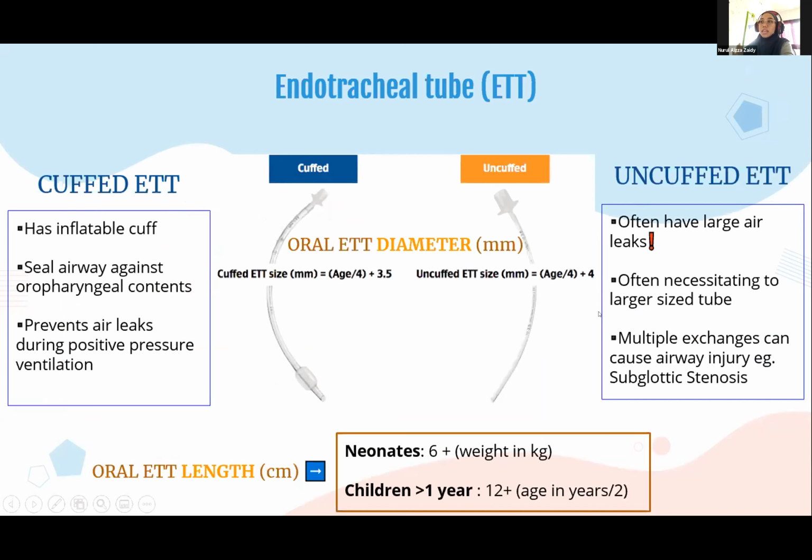But in children, we actually use uncuffed ETT more than cuffed ETT because, from what I've read, in children they want to reduce the risk of injury to the airway due to the inflatable cuff itself. Also, children have a narrower cricoid, so the cricoid ring itself can already act as the airway seal.